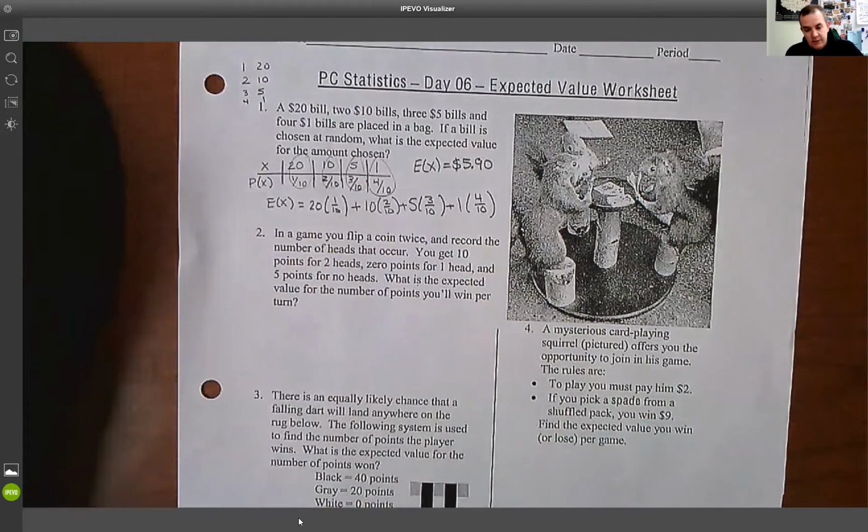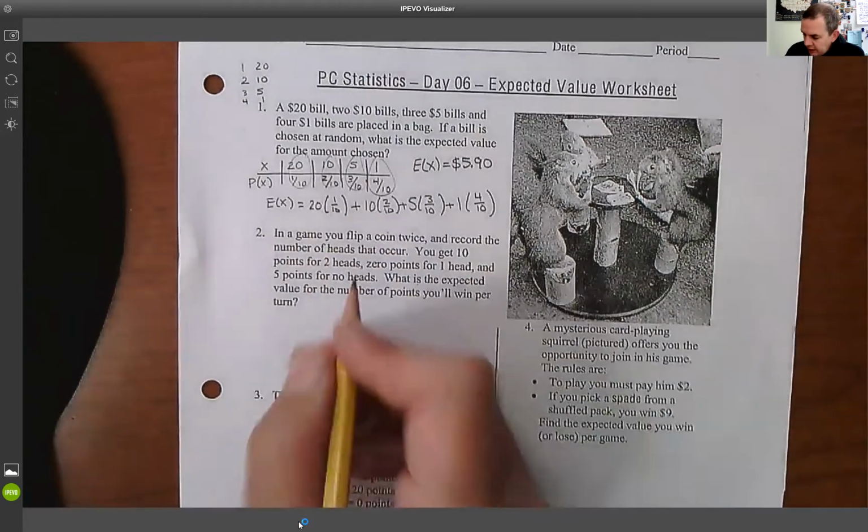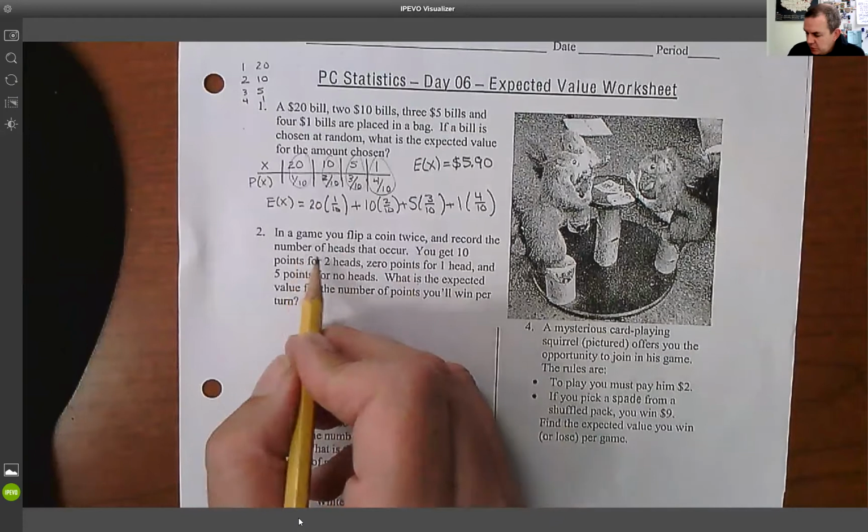Okay, so that's the first one. I want to talk about the second one. The second one says, in a game, you flip a coin twice and record the number of heads that occur.